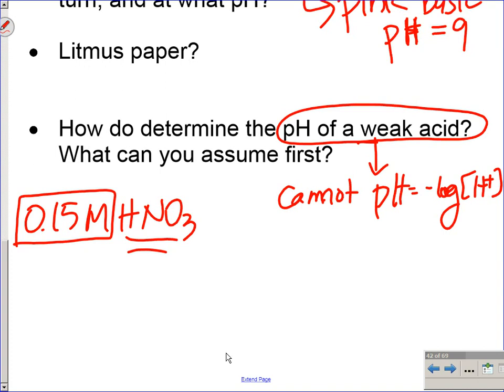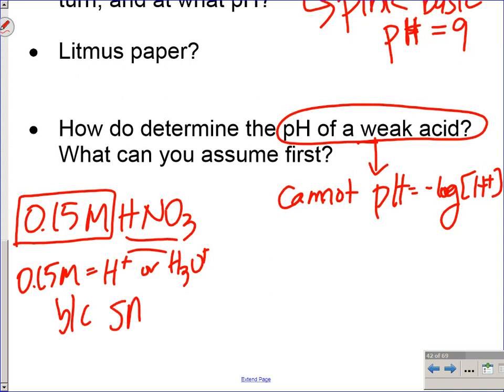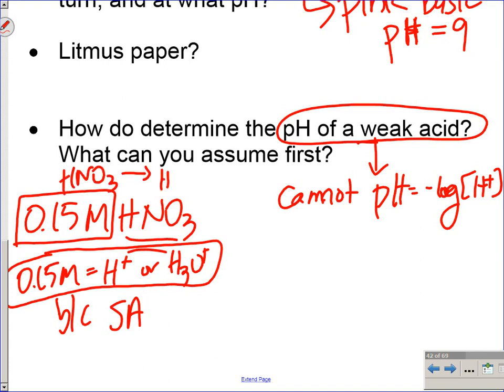It's not a secret. You've been doing this. Say again? Hydronium or H plus, right? You're assuming that 0.15 molar is the concentration of H plus or hydronium. Remember, we can make those interchangeable because HNO3 is an acid. What kind of acid? It's a strong acid. So you're making this assumption that the concentration of the ions it creates is the same as the parent of the original because it 100% ionizes, right? So because nitric acid does 100% ionize or dissociate, we can make that assumption. That's fine. That's why we are able to do pHs like this with our strong stuff.